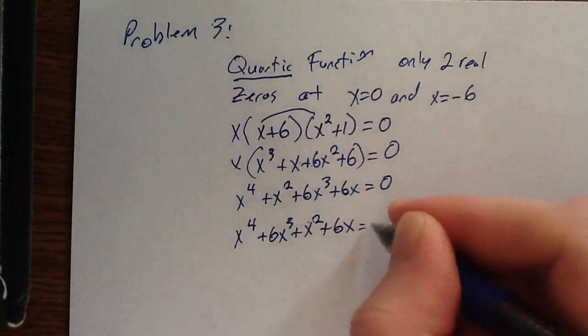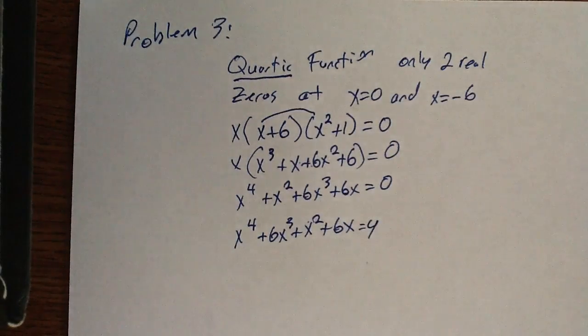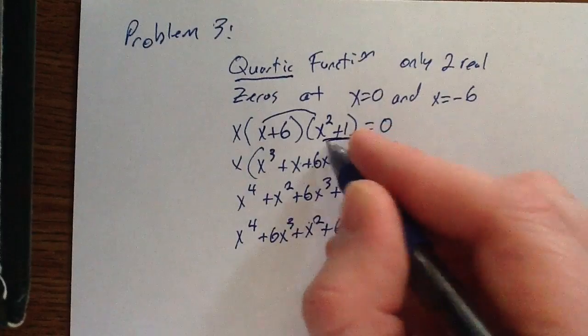And we're going to set that equal to y. So there we have a quartic function that has 2 real zeros at 0 and -6. The other 2 zeros, if we remember, would be at i.